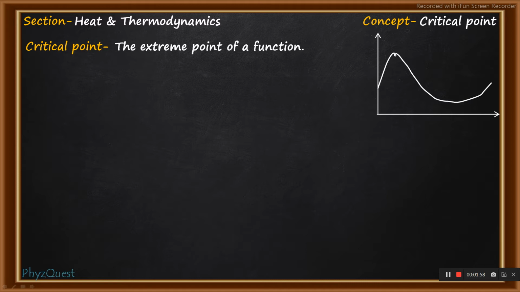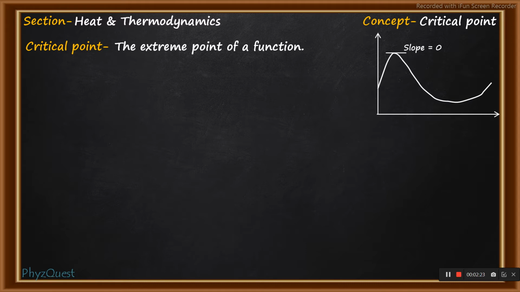And how do you find it out? You can do that by drawing a slope at that point, and the slope will be equal to 0. The slope means you have to calculate the first derivative of the function, which should be equal to 0 at the critical point. Suppose instead of a curve like this, you are given a mathematical expression. How do you proceed in that case?